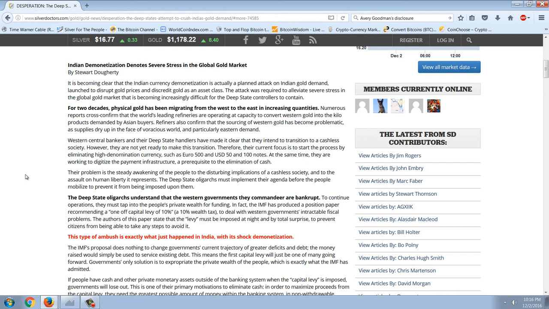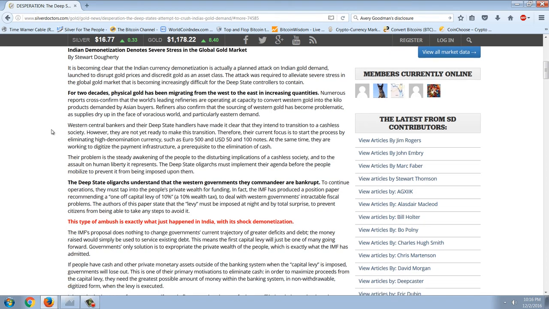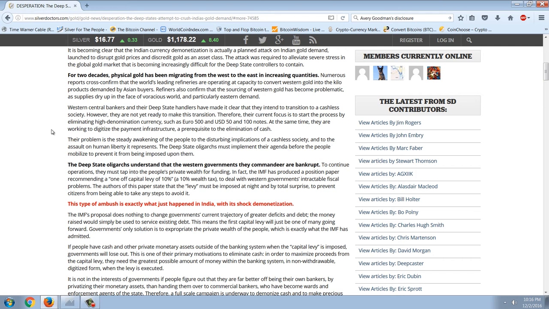Numerous reports cross-confirm that the world's leading refineries are operating at capacity to convert Western gold into the kilo products demanded by Asian buyers. Refiners also confirm that the sourcing of Western gold has become problematic as the supplies dry up in the face of voracious world and particularly Eastern demand.